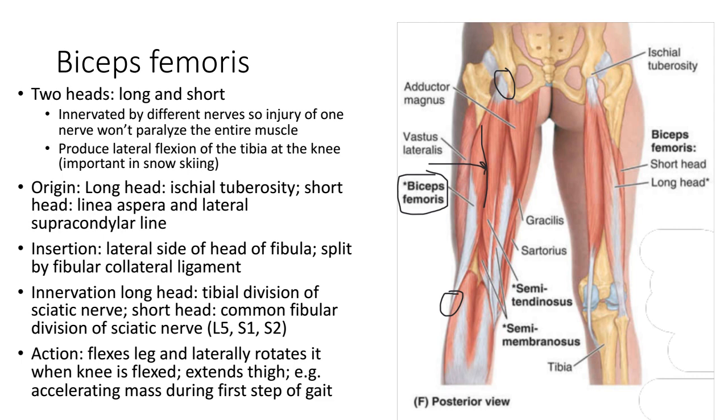So the tibial and the common fibular nerves are the two nerves that make up the sciatic nerve. The action of the biceps femoris is to flex the leg and laterally rotate it when the knee is flexed, and extend the thigh. For example, when you're accelerating during the first step of your gait of walking.